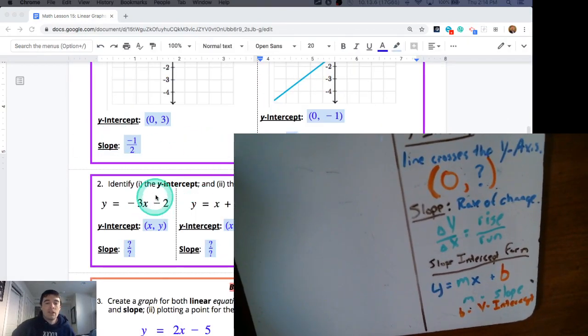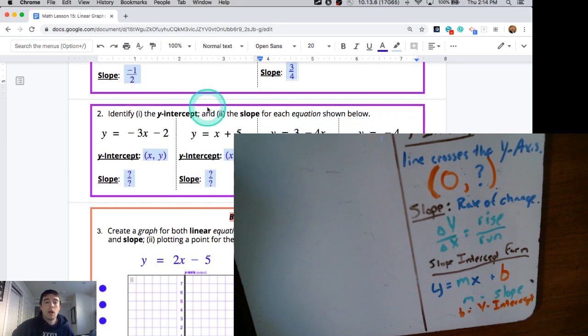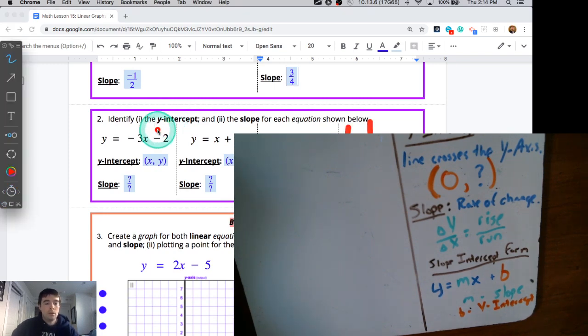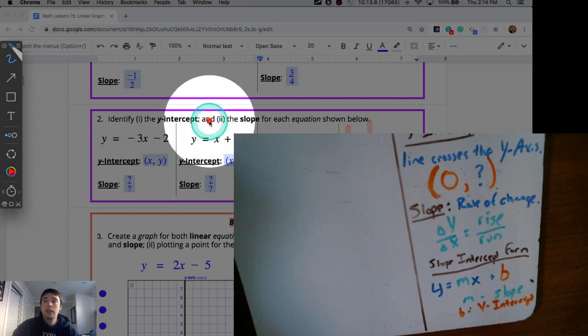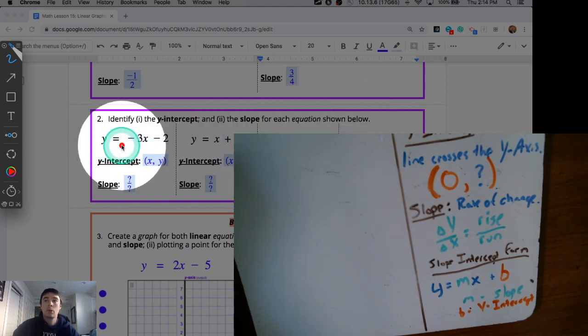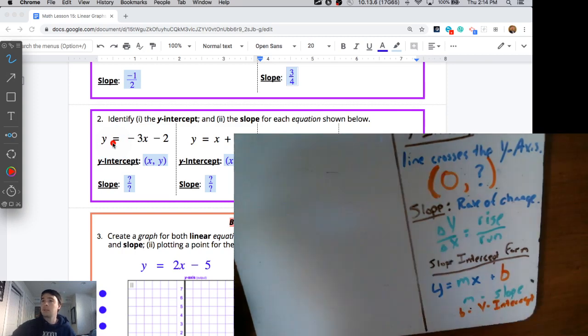So the first equation that we're given, well, the whole first problem, let me scroll down a little bit so you can read it. It says to identify the y-intercept and the slope. So it says identify the y-intercept and the slope for each equation shown below. And the first equation that we're dealing with here is this equation y equals 3x minus 2. So what I notice, it's in y equals form. If you take a look at my whiteboard, it's in that y equals mx plus b, that slope form.